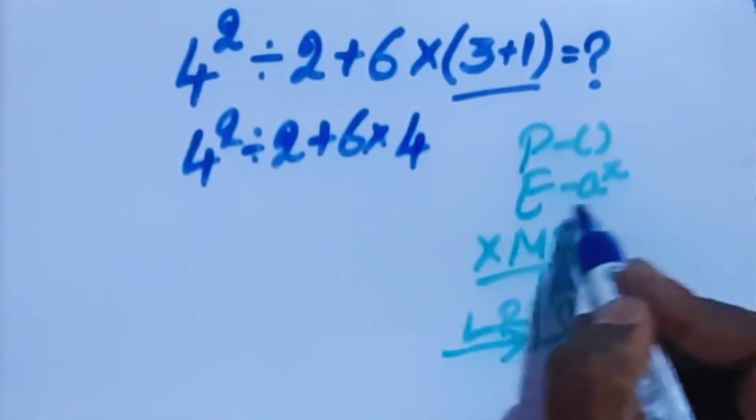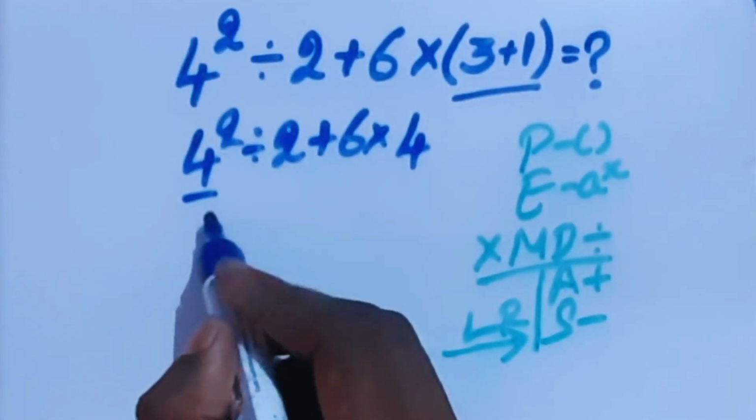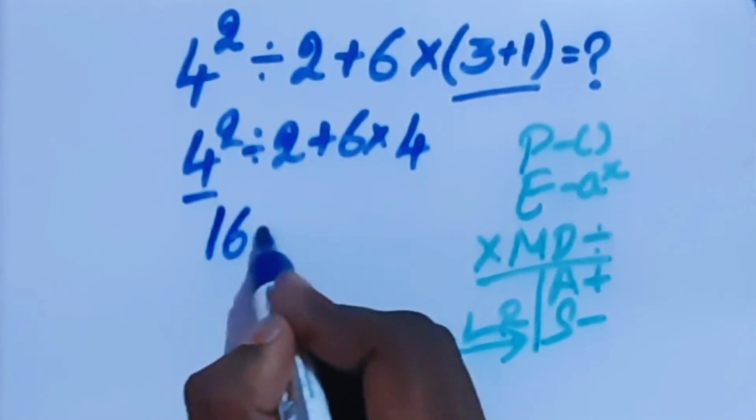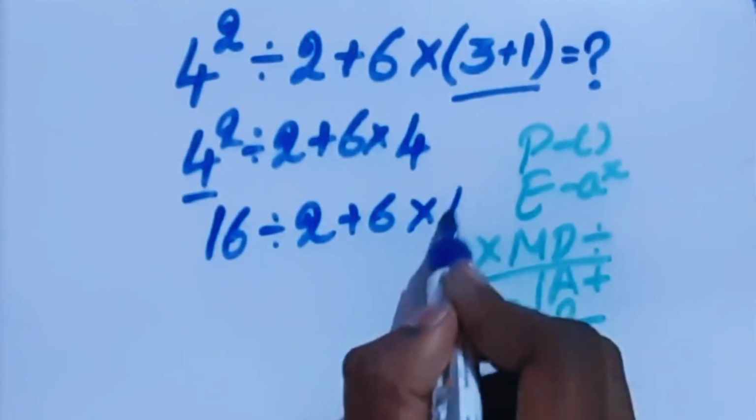Here the next priority is exponent. We have the exponent, which is 4 power 2. 4 power 2 is 16 divided by 2 plus 6 times 4.